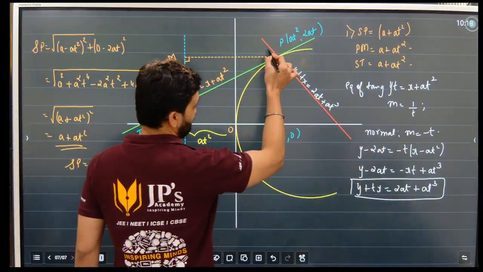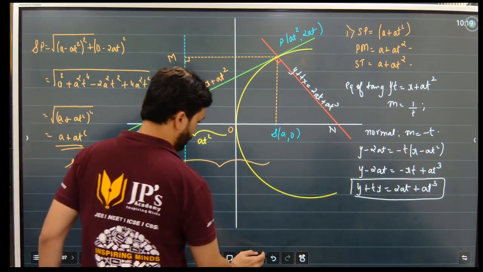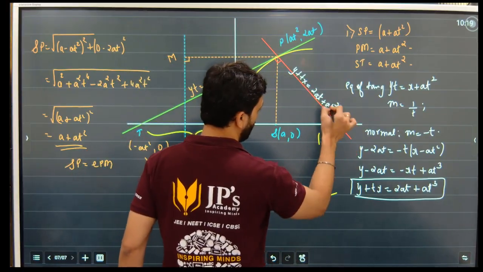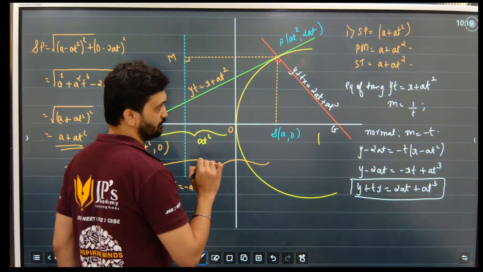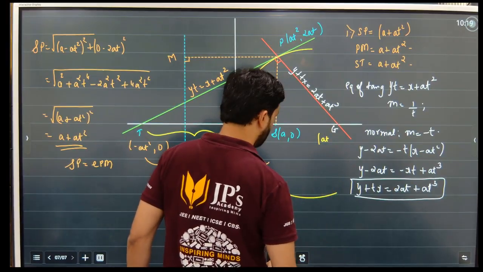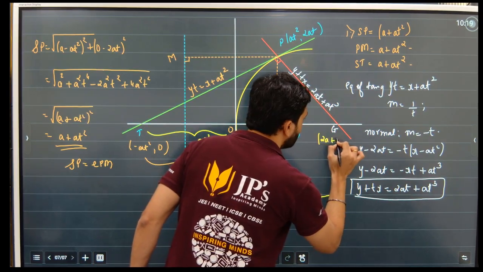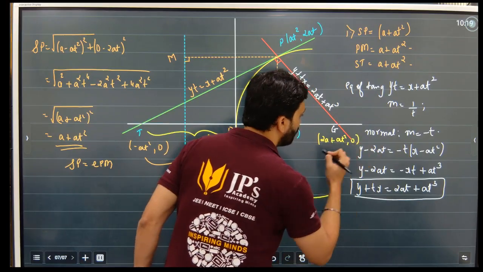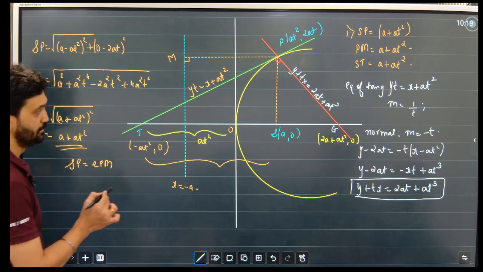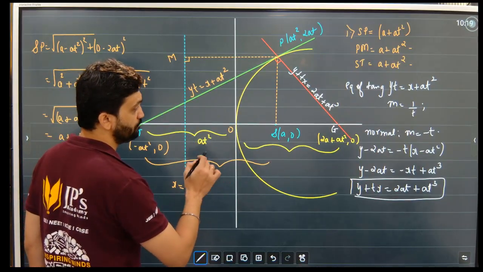Now, this line meets the x-axis at a point, let us take it as point G. So here, my y coordinate is 0, so my x coordinate will become 2a plus at², comma 0. Therefore, my OG value is 2a plus at².